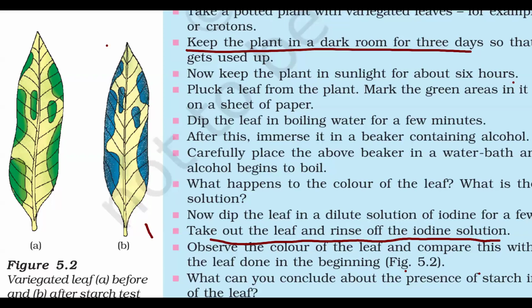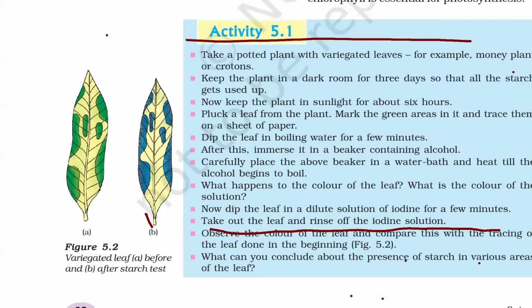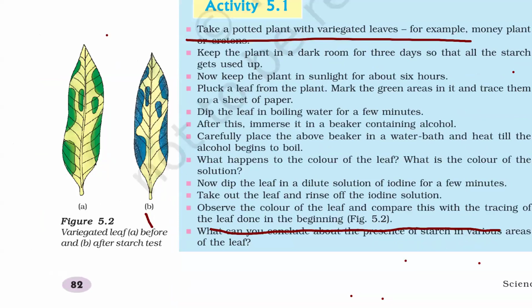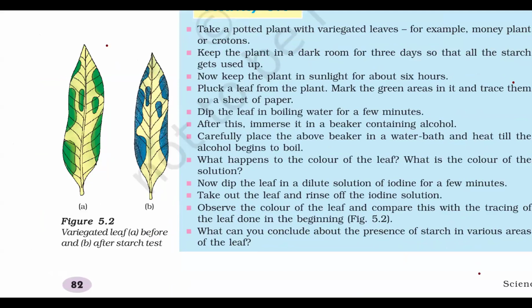Blue color comes after its combination with starch. Iodine turns blue-black after reacting with starch. Originally, iodine is not blue-black in color. Clear? Yes. After reacting with starch, it turns into blue color. Otherwise, it's a brownish shade, iodine.